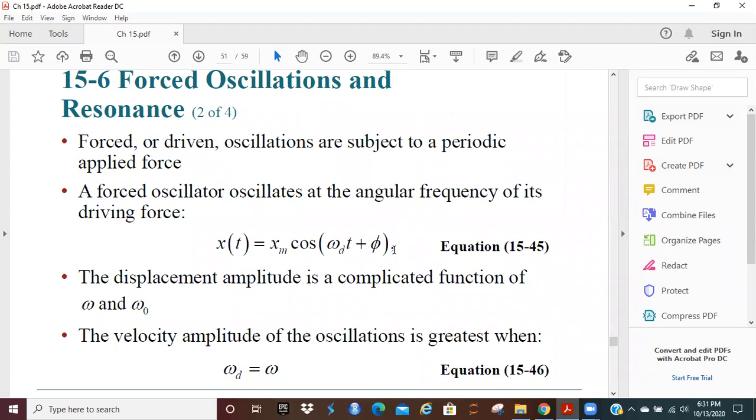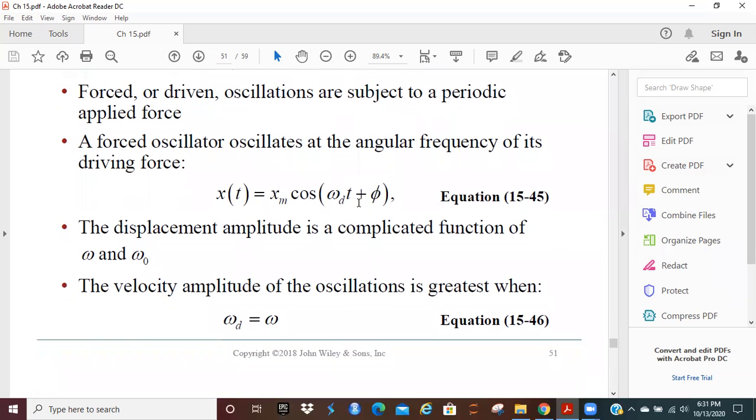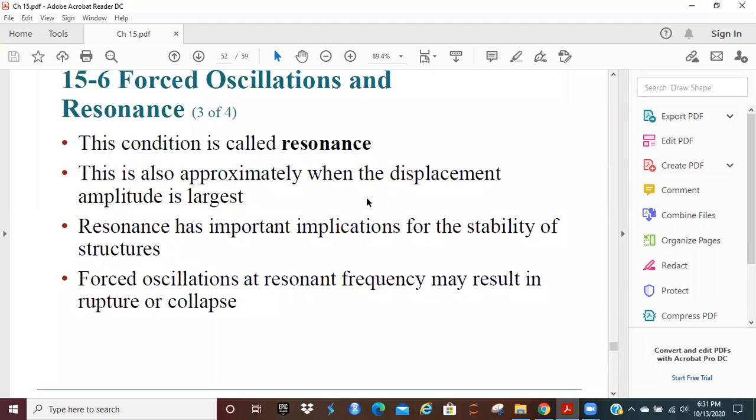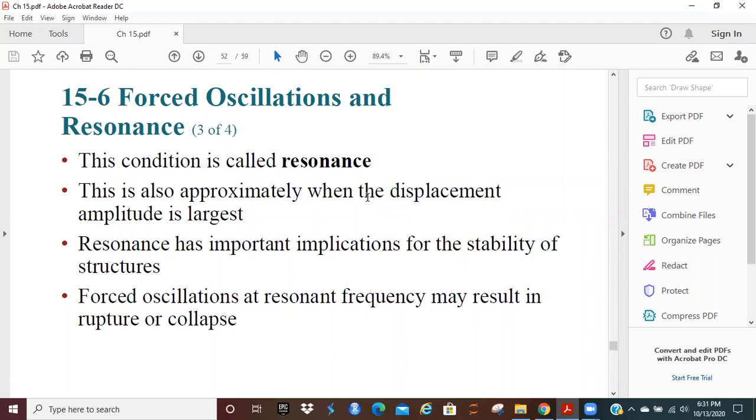So forced or driven oscillations are subject to a periodic applied force. A forced oscillator is going to oscillate at the angular frequency of its driving force. The displacement amplitude is a complicated function of omega and omega naught. The velocity amplitude is greatest when omega sub d is equal to omega. And that condition is called resonance. It is also approximately when the displacement amplitude is the largest.